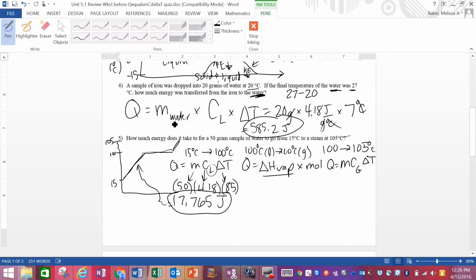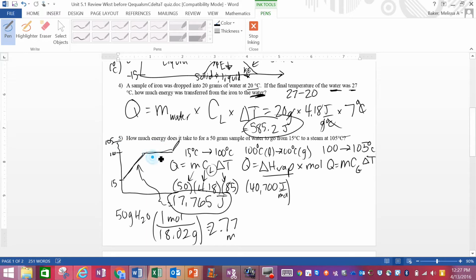The heat of vaporization for water is 40,700 joules per mole. That's from your green sheet. We have to get 50 grams of H2O into moles. So divide by the molar mass, 18.02 grams in 1 mole of water. We are talking about 2.77 moles. So I'm going to plug that into my equation. 2.77 moles times 40,700, 112,739 joules.